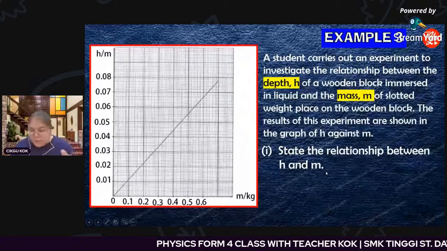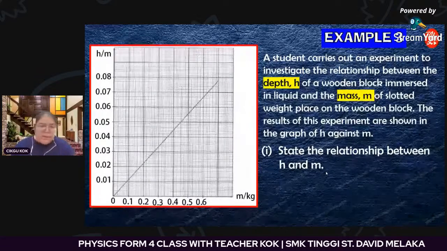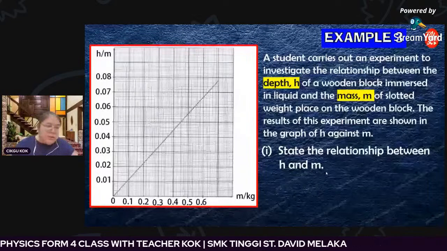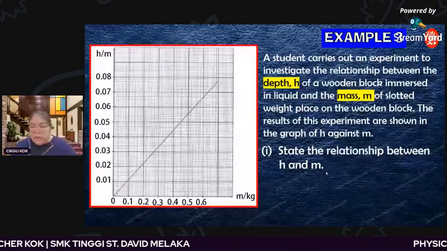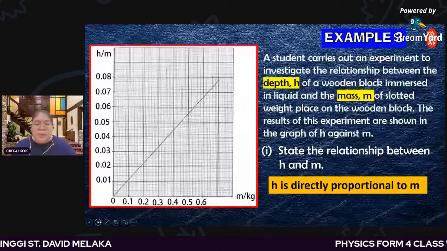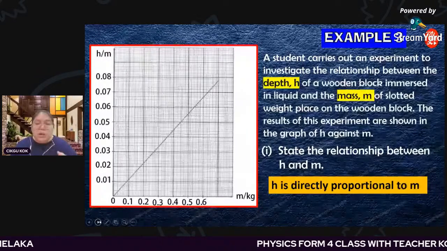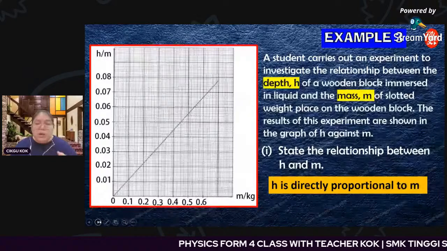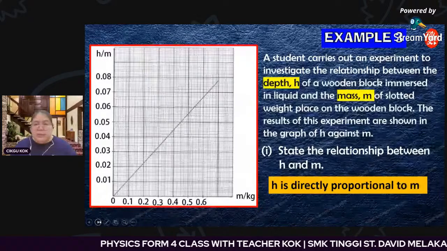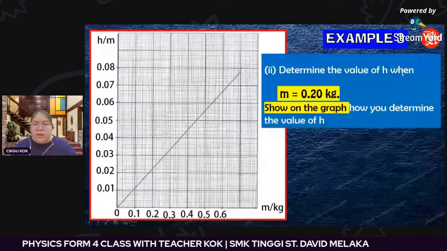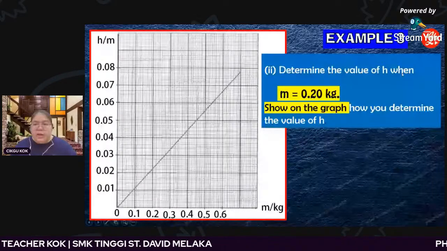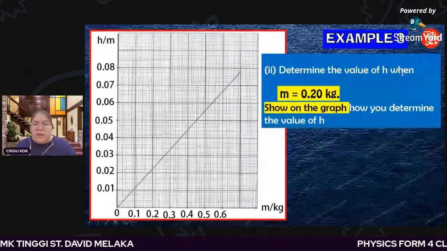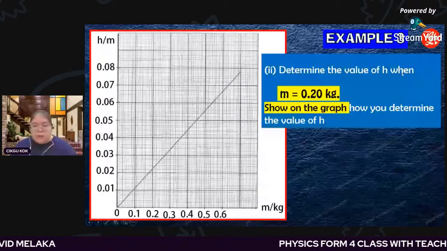First question: state the relationship between H and M. So your answer is, okay, everybody knows, is it? The graph passes through the origin, so straightforward, the answer is directly proportional. H is directly proportional to M. Then we go to the next: determine the value of H when M is 0.2. You want to find H where M is 0.2 kg, so you need to show it in the graph.